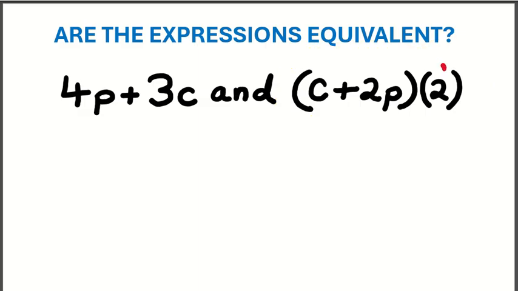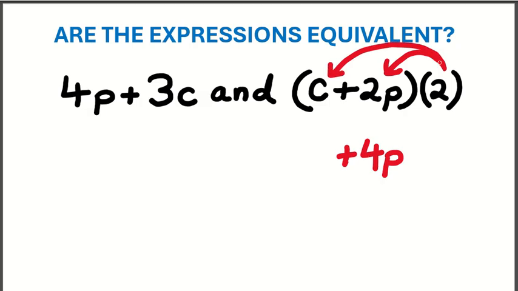So I'm going to distribute the 2. And 2 times 2p is going to be 4p. Then I'm going to bring the plus sign down. And then I'm going to do 2 times c. 2 times c is simply 2c. And now that I use the distributive property, does that look the same as this one right here? 3c, and then I drop down my 4p.